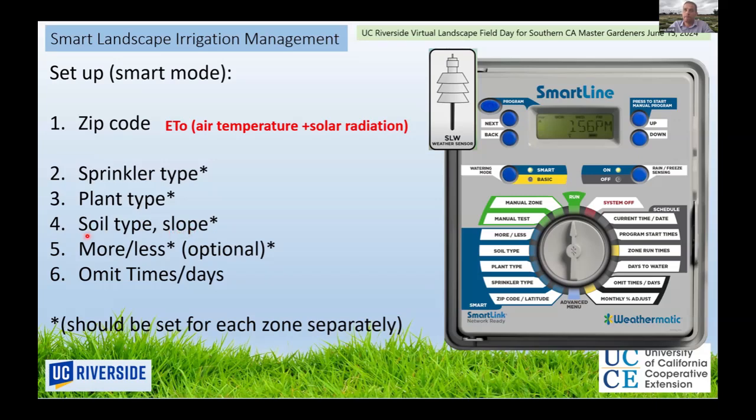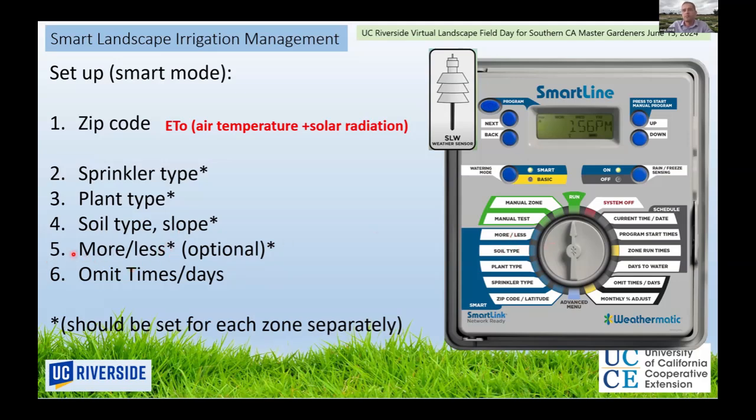Number 4 is soil type. What type of soil you have and slope. This soil type and slope doesn't change irrigation application. It rather changes the irrigation runtime and soak. When you switch to smart mode, it's going to run a soak cycle based on the soil type and slope. So if you have a sloping site and a soil that is really heavy, it's going to run it for shorter periods of time and longer soak time to avoid runoff.